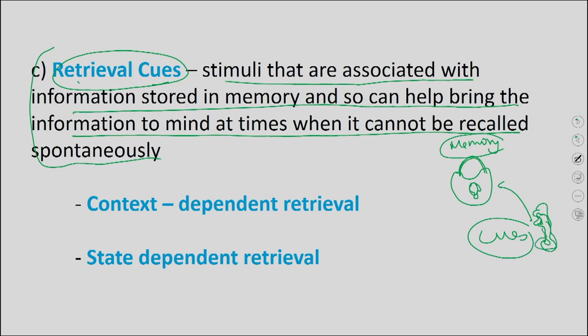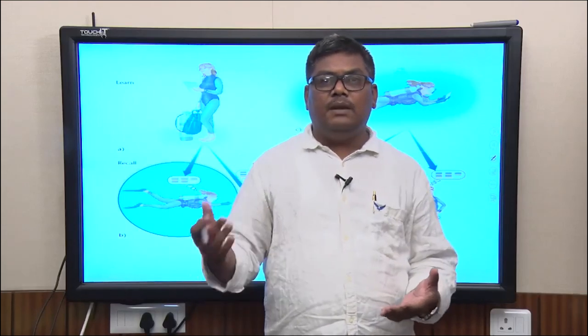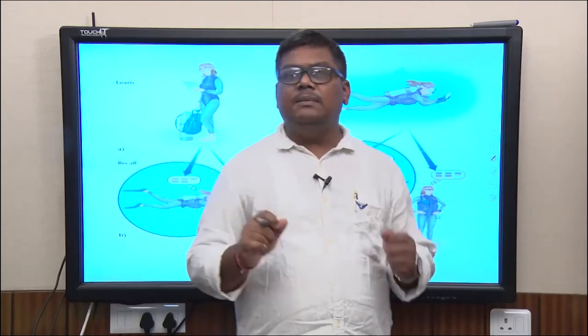These cues, which extract information, bring information to the forefront, or help you remember information, are responsible for how well a memory is stored into the long term store. There are two types of cues. One is called the context dependent cue, the other is called the state dependent retrieval, or state dependent cue. What is context dependent? The context in which you learned information will decide how well you will remember if the context remains the same.